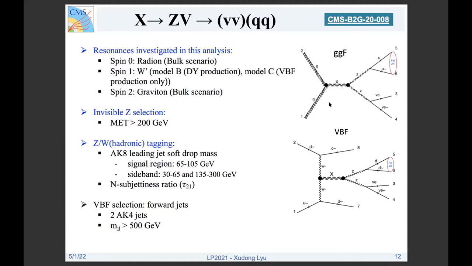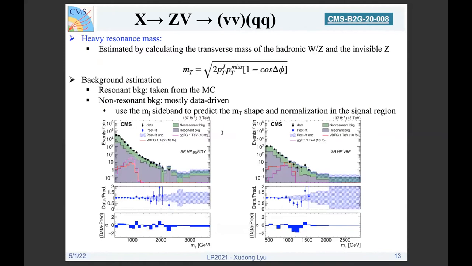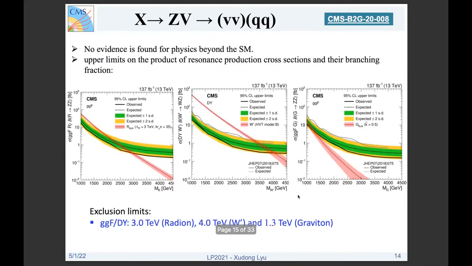Here we have different scenarios. One is for GGF and the other is for VBF. For both scenarios, we have to reconstruct the invisible Z and the hadronic Z or W. So here we use the tau21 to tag the Z or W jet. For the VBF region, we require 2 AK4 jets. And in this analysis, the observable is the transverse mass of the W and Z term. And we use a data-driven method to estimate the backgrounds. This plot shows the MT distributions. And this slide gives the upper limit on the different resonances, and here gives the included mass.